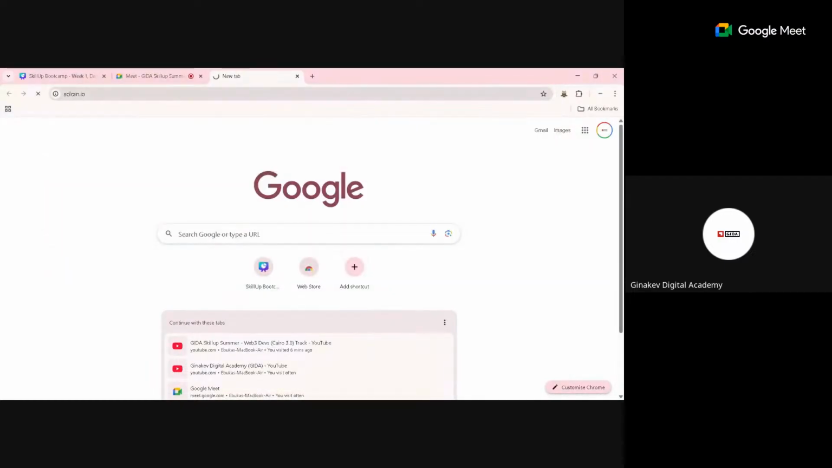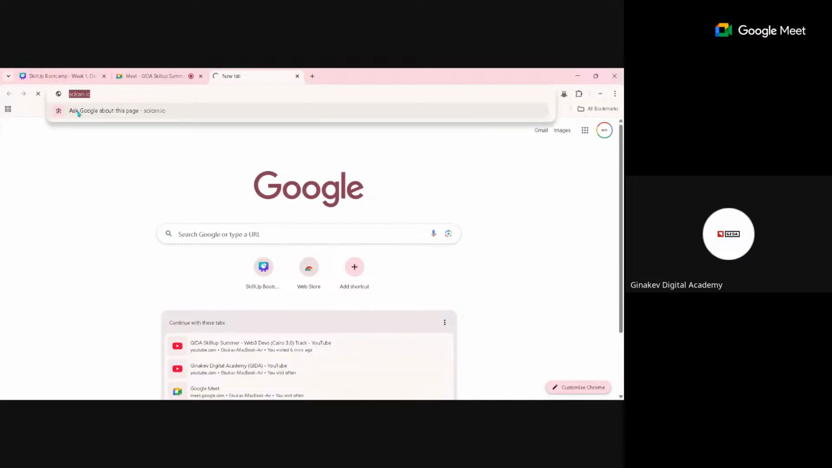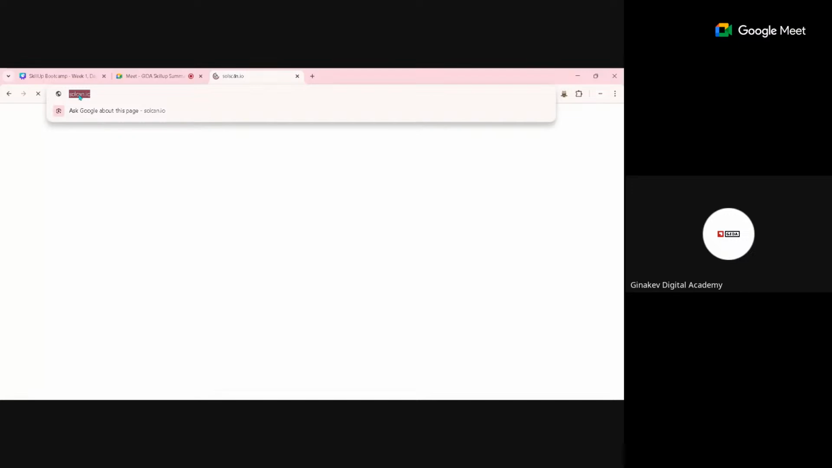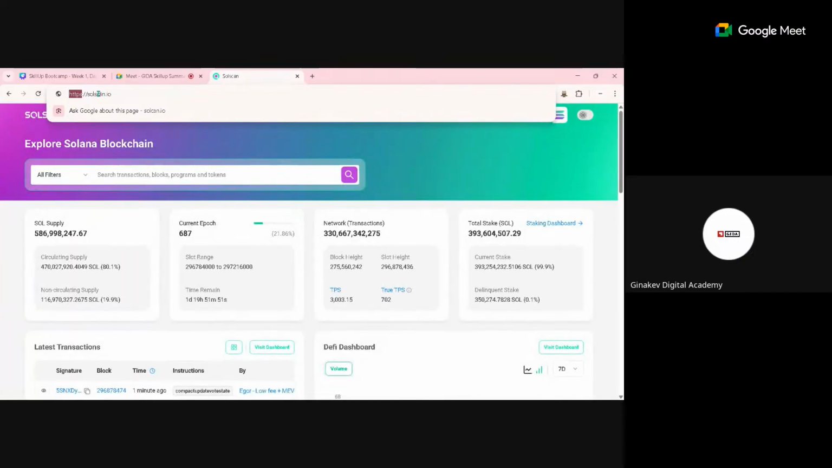A magic trick. Sorry, I spelled it wrongly. It's Solscan, not "soul can". Please, Mesoma, confirm if they can see my screen. Okay, so it came out, right? So this is a blockchain explorer.